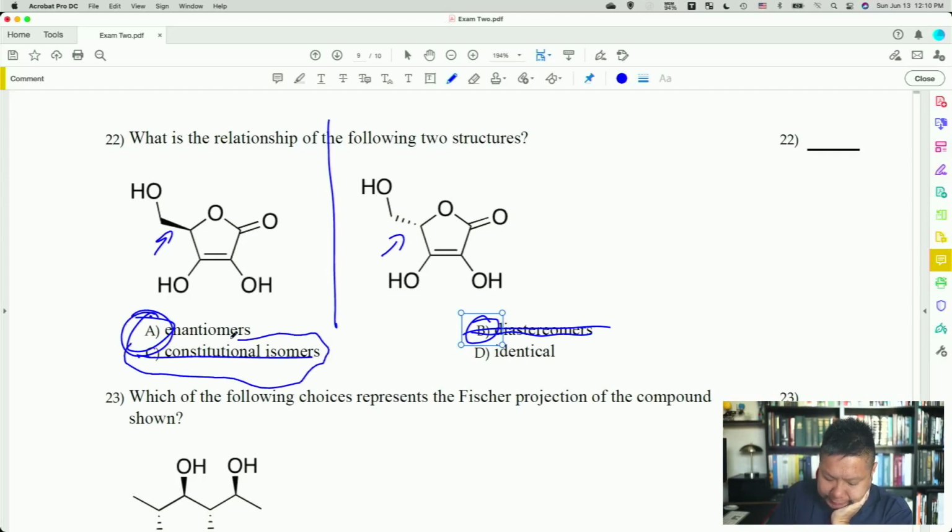Can't be constitutional isomers because constitutional isomers just have the same formula, not the same structure. But then the question is, is it a diastereomer, right? Well, diastereomers are non-superimposable, yes, but they're also not mirror images either, and they're definitely not identical. So see, that's what happens when you read these things too fast, right? The answer here is A.